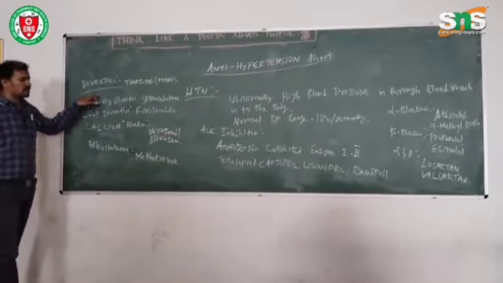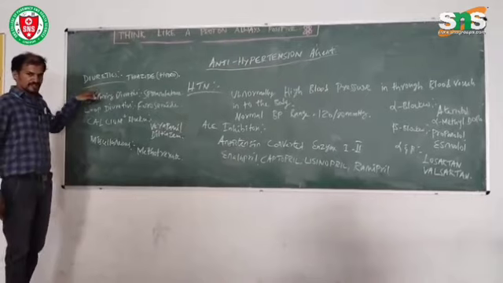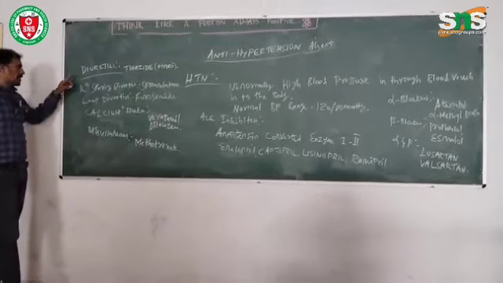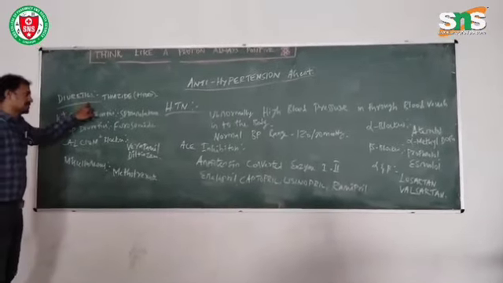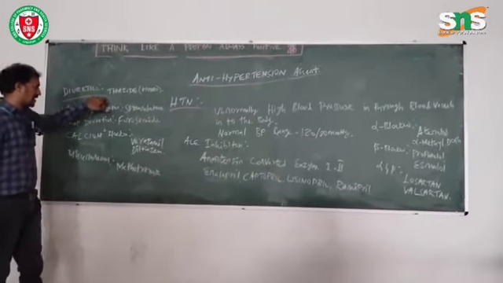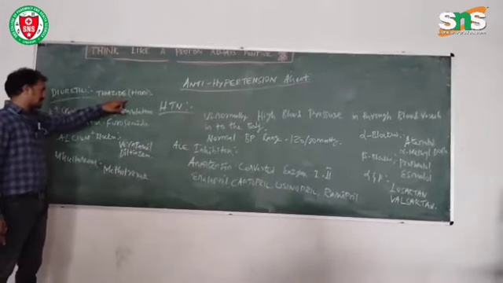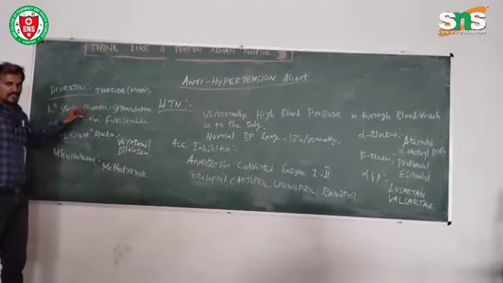diuretics. What is meant by diuretics? Diuretics are nothing but drugs that increase the urine output. Here are the properties of thiazide derivatives. The drugs are hydrochlorothiazide and chlorothiazide.